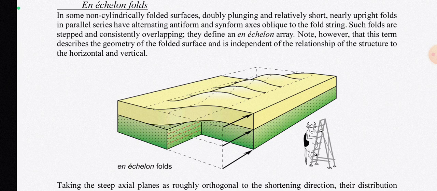In some non-cylindrically folded surfaces, doubly plunging and relatively short, nearly upright folds in parallel series have alternating antiform and synform axes oblique to the fold string. Such folds are stepped and consistently overlapping. They define an en echelon array. Note, however, that this term describes the geometry of the folded surface and is independent of the relationship of the structure to the horizontal and vertical.